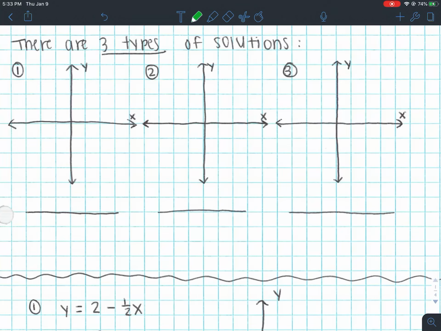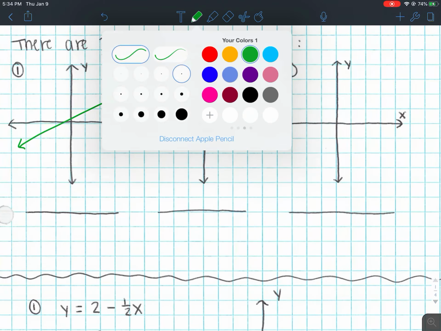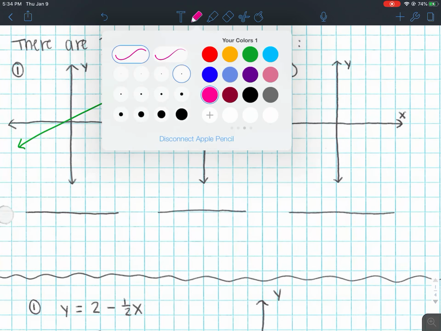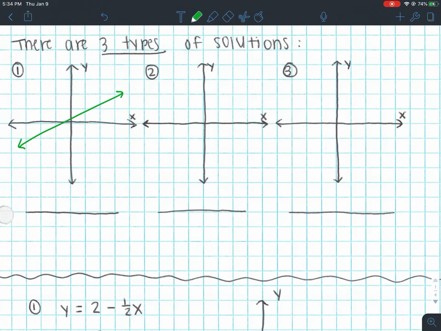So let's say I graph a line, and let's say that line looks like this. It doesn't have to look exactly like mine, but let's just say I graph a line and it looks like this. And then I graph the other line, let's just use green as well actually. I graph the other line and then it crosses and it goes here. Well, what do you notice about these two lines? What do you see them doing?